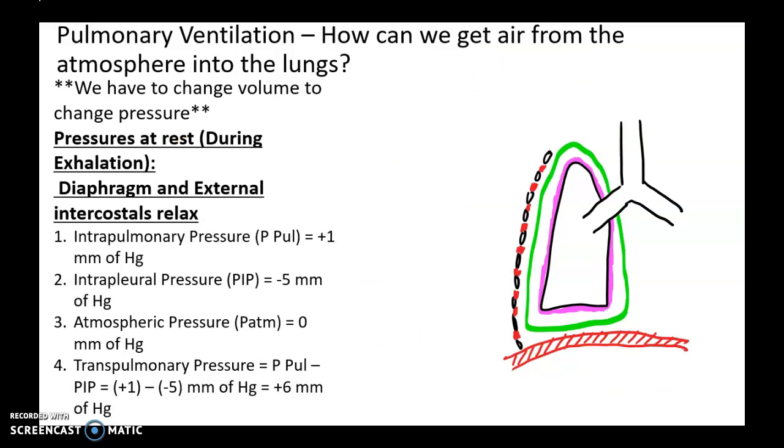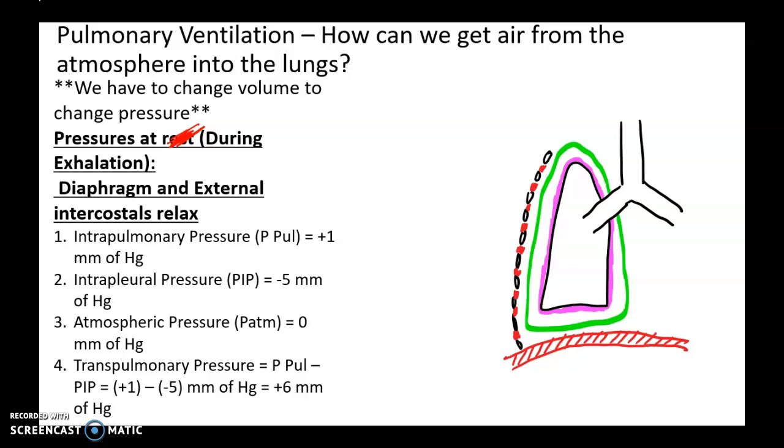Moving on to pressure during exhalation. Forget rest. So when we are breathing out, think about it. Which way is air moving? Air is moving out, right, from the lungs to the atmosphere. So obviously there is a pressure difference. We will have high pressure in the lungs as compared to atmosphere. Do you agree? So let's take a look.